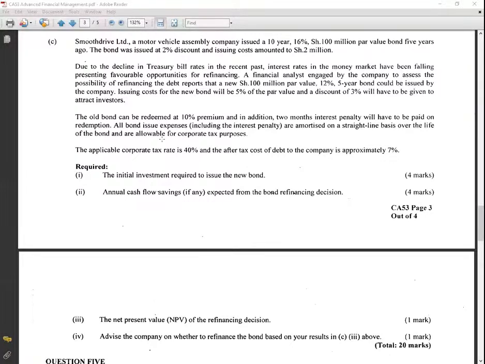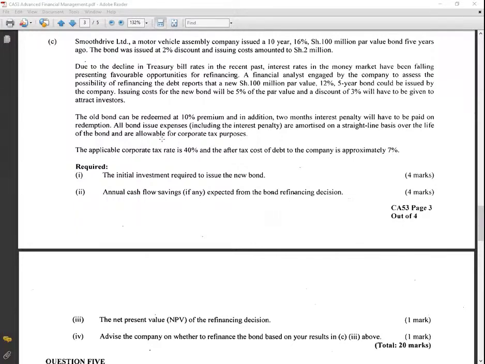But remember, discount and issue cost are like depreciation. You must divide by the useful life to get the annual amount. So that 2 must be divided by 10, which gives me 0.2 as the discount. Ladies and gentlemen, remember it's a discount per annum.